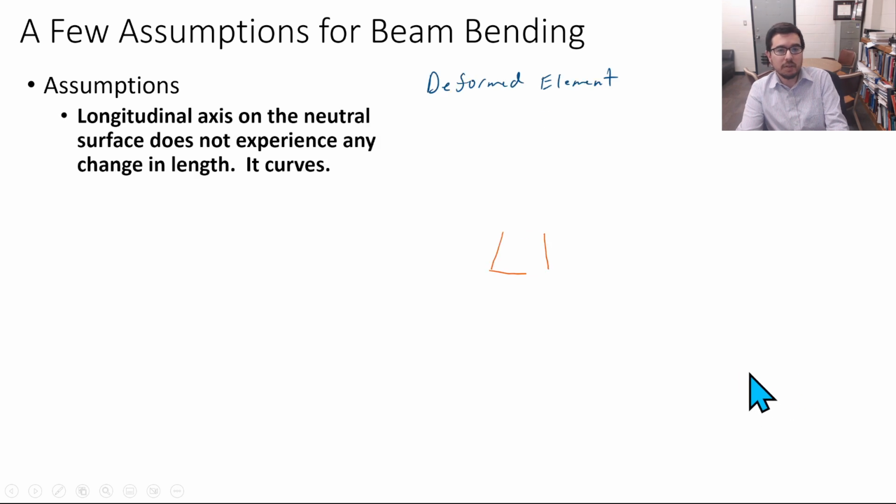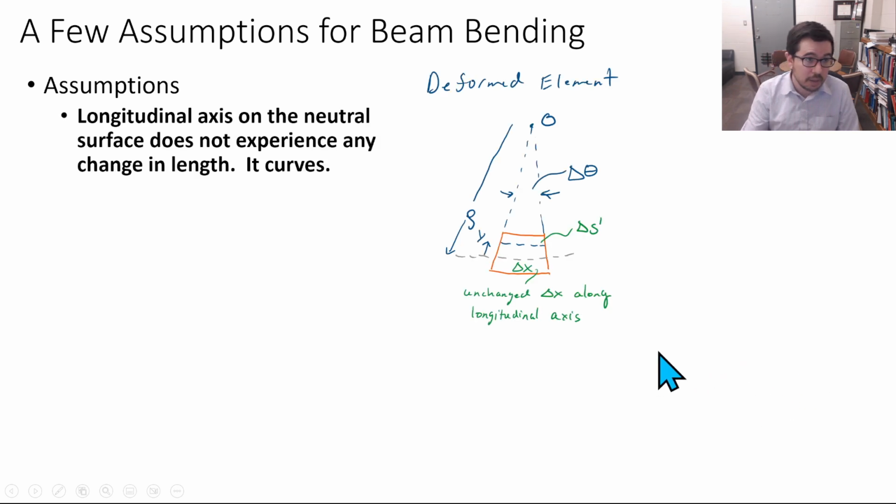So there are some assumptions for beam bending. One is that the longitudinal axis on the neutral surface, this one, does not change its length. It curves, and we've discussed that a little bit already. That is an assumption.